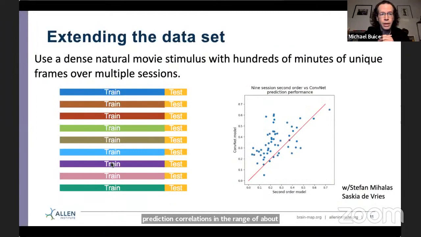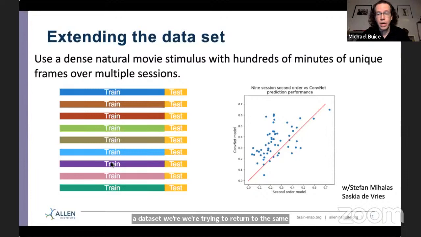One of the reasons for this, and I'll justify this by a different analysis in a moment, is we think we're simply getting very, very sparse responses to very particular sparse spatiotemporal features in the natural scenes. Based on this hypothesis, we're trying to extend this data set. We've just finished collecting a data set where we return to the same cells day after day after day over about 10 sessions with hundreds of minutes of unique natural movie frames.